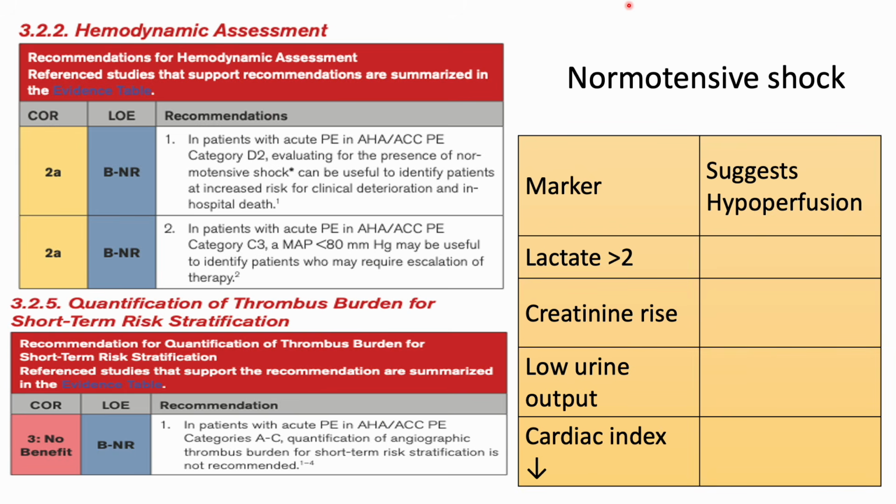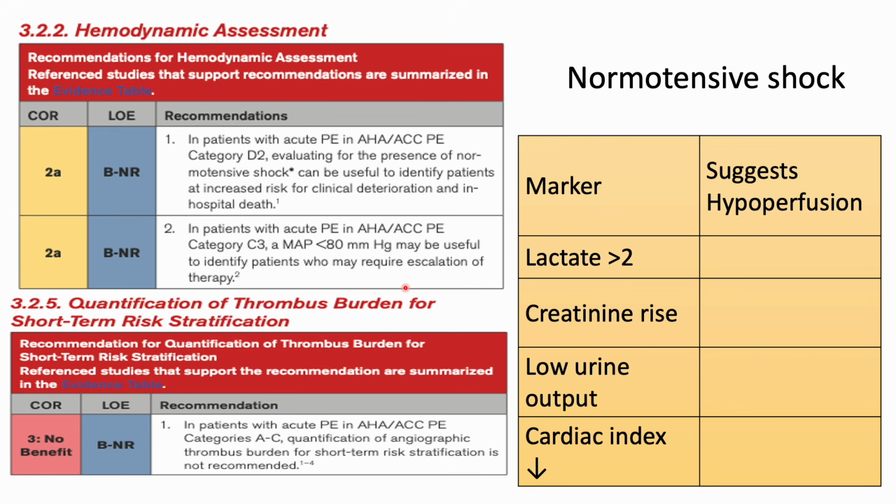So, when you are doing an ABG or a VBG or a mixed venous analysis, and you are seeing higher lactates, you are seeing that your patient is oliguric with less than 720 ml output in 24 hours, his creatinine is rising, his cardiac index is falling, then you would call it a normotensive shock. And so, in this group of patients, we can say that these patients are at higher risk of clinical deterioration.